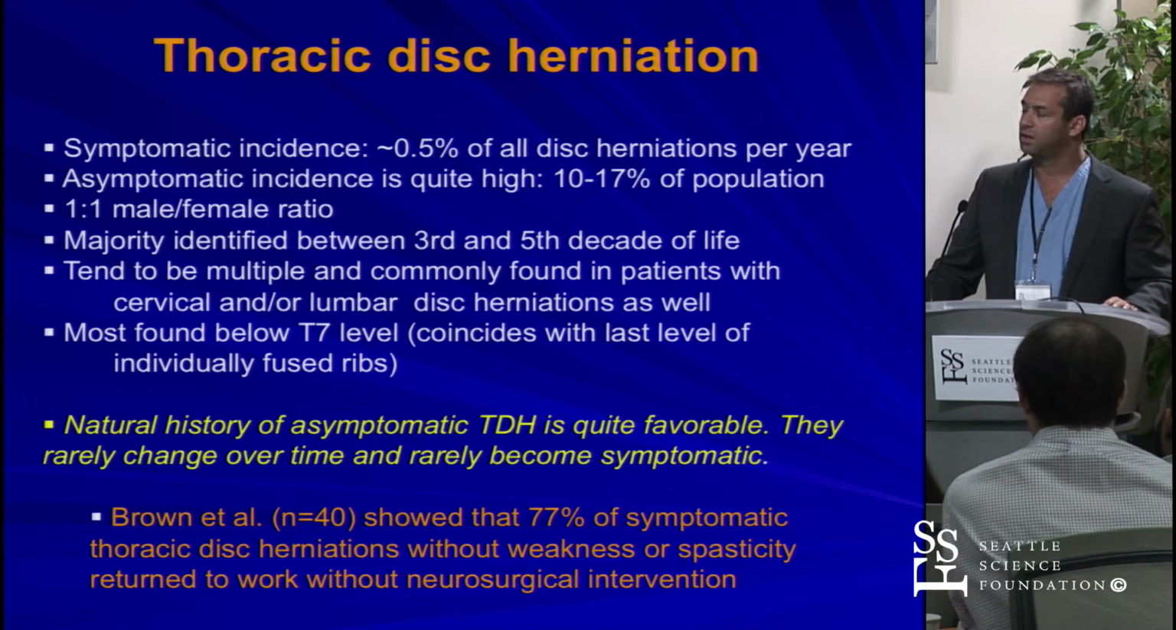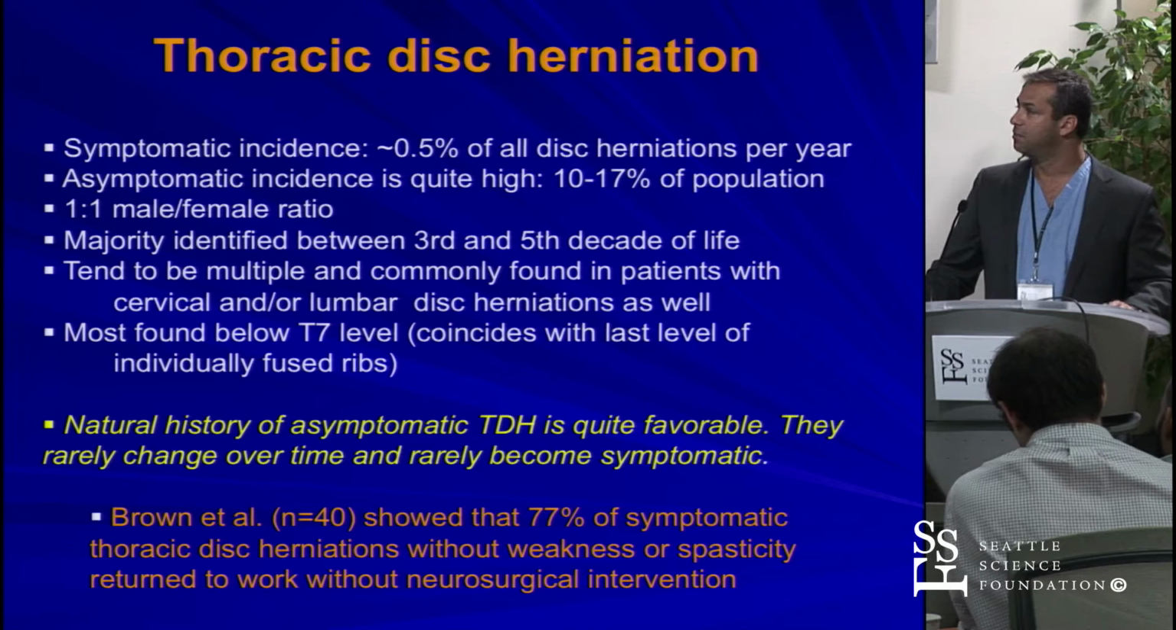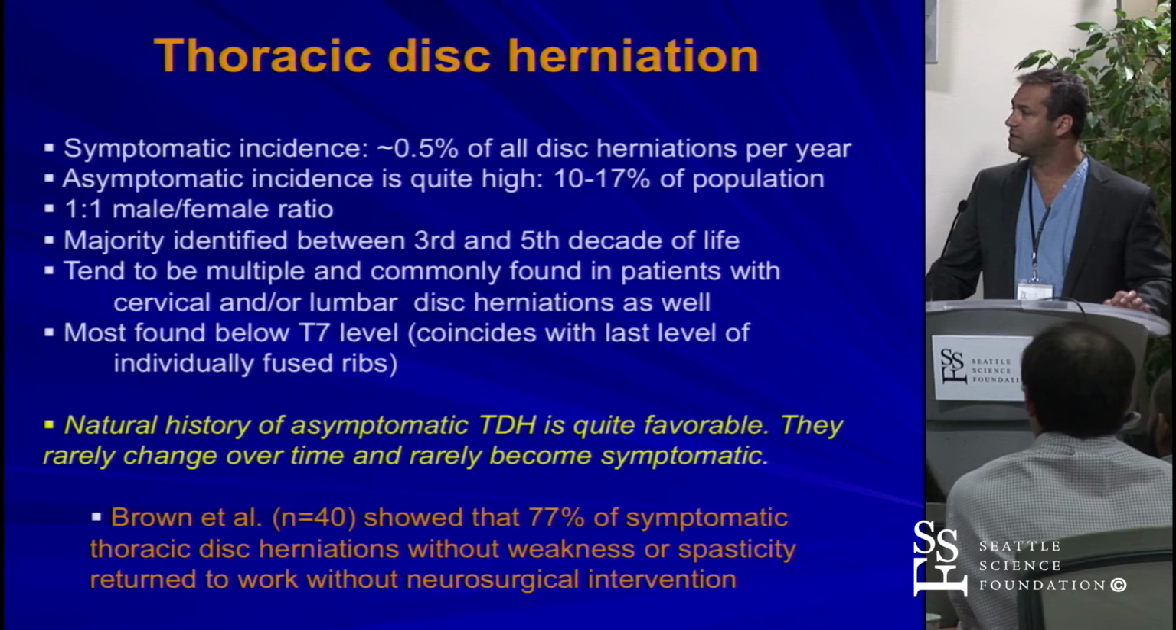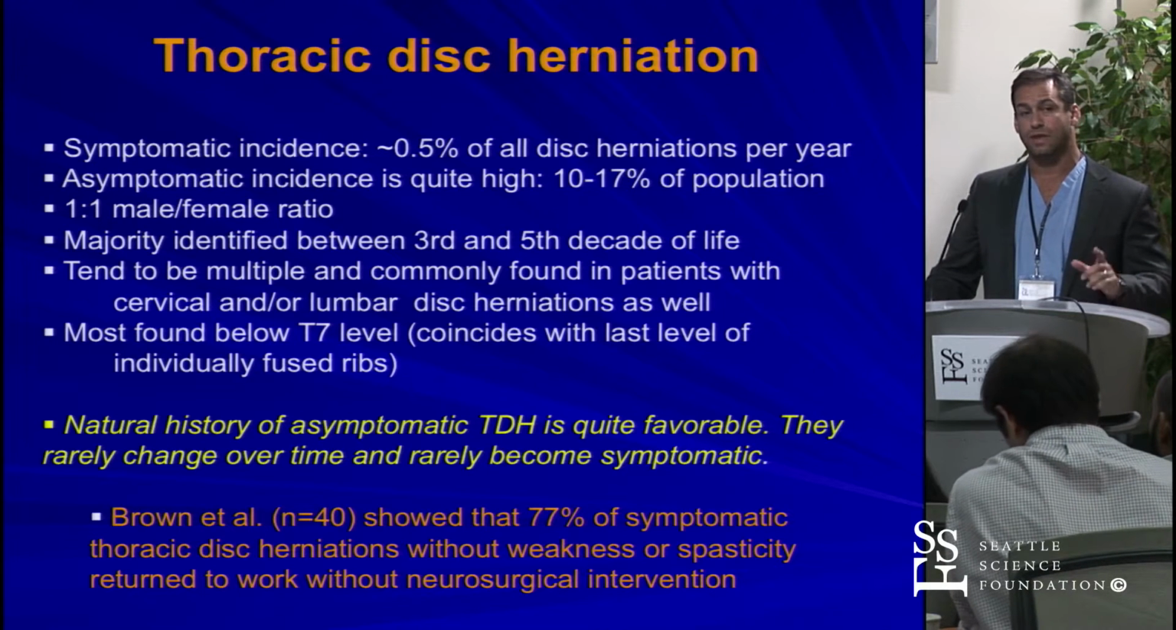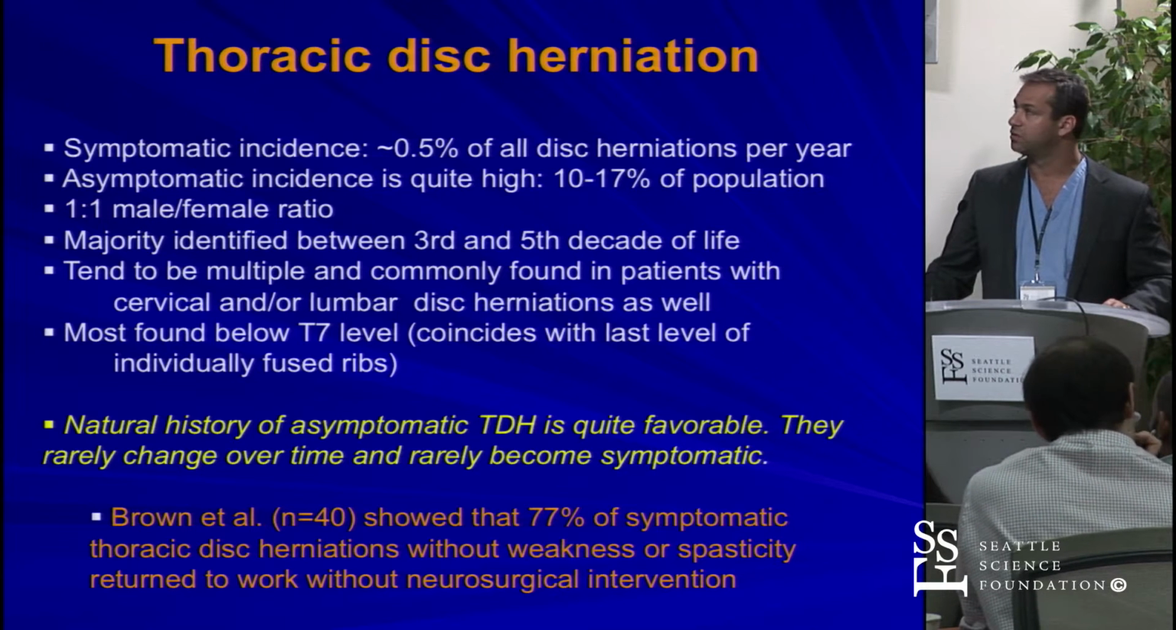Luckily, most are found below T7 in the lower thoracic spine, and we'll talk about why that is. But the natural history of these asymptomatic disc herniations is actually quite favorable. They rarely change over time and rarely become symptomatic. In a study by Brown, he showed that 77% of patients that presented without myelopathy, so without weakness, without spasticity, patients that presented with pain or radiculopathy, almost 80% had resolution of their symptoms without surgical intervention.